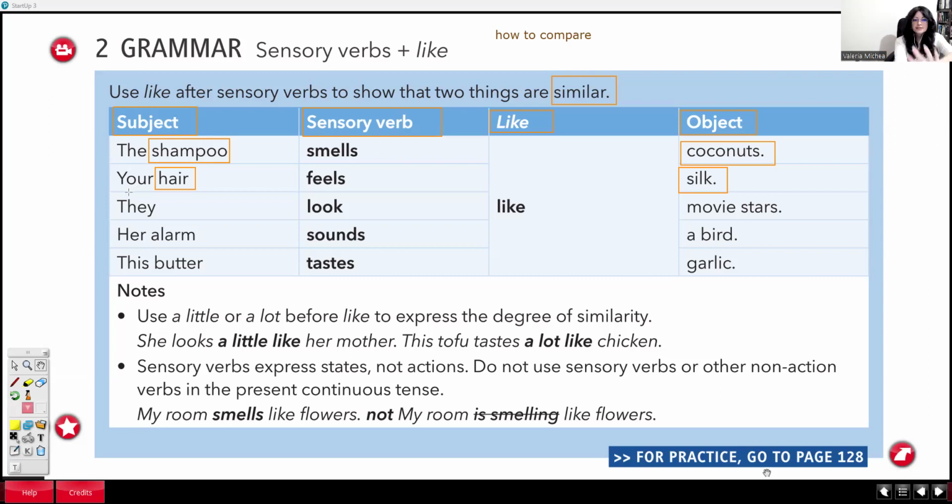Let me just ask you guys, in order to understand what I mean when I say two things that are on the same level, could I say your hair feels like coconuts? Does it make sense? Is it possible?